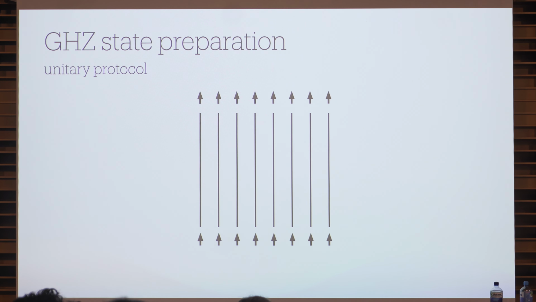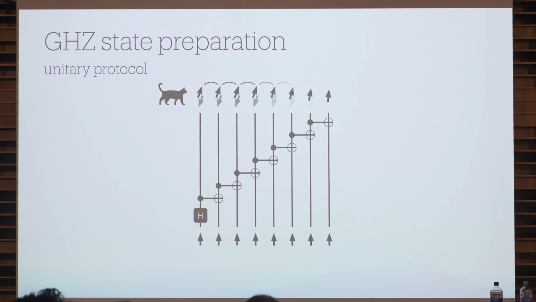So the naive approach to create such GHZ states would be a unitary protocol where we start in a product state and then we apply a Hadamard gate and a CNOT gate to get a Bell pair, and then we can just add one more CNOT gate to create a small cat state, a small GHZ state. Now by applying even more CNOT gates, we can grow this cat state into a larger cat state and create this very large GHZ state.